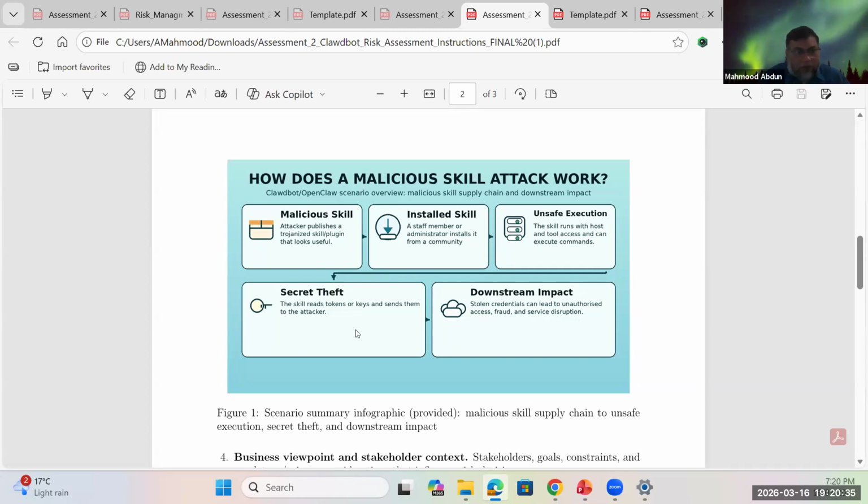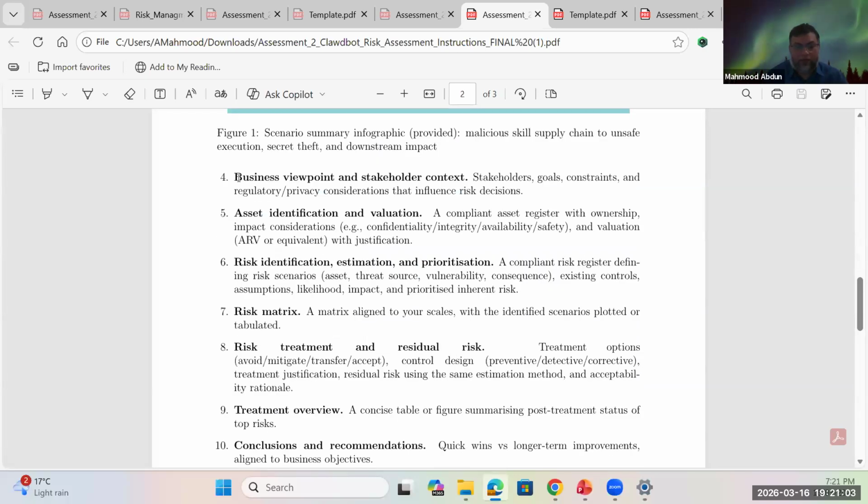Yeah, so this shows what kind of things are possible, but this is just a starting point. I don't expect you to just rely on this information. The whole point is doing research, going out and researching this phenomenon of Claude bot OpenClaw, how it evolved, what kind of role it plays, and also what threats it poses to a particular scenario. This is the whole exercise. Now, to do that, you need to understand the business viewpoint and stakeholder context.